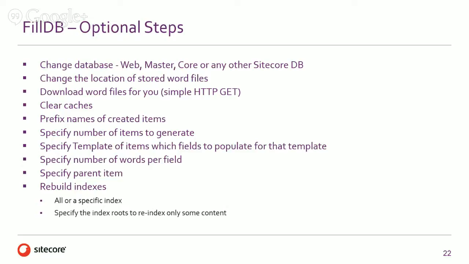As well as that, we can now obviously clear caches. We can alter the name of the items that are being created. We can specify the number of items to generate, the words per field, all these kinds of things as well. And also the benefit we have at the end there is rebuilding the indexes. This is a quite handy way if you just want to rebuild the index without having to go into Sitecore. You can actually just fire off a quick execution to the page itself.